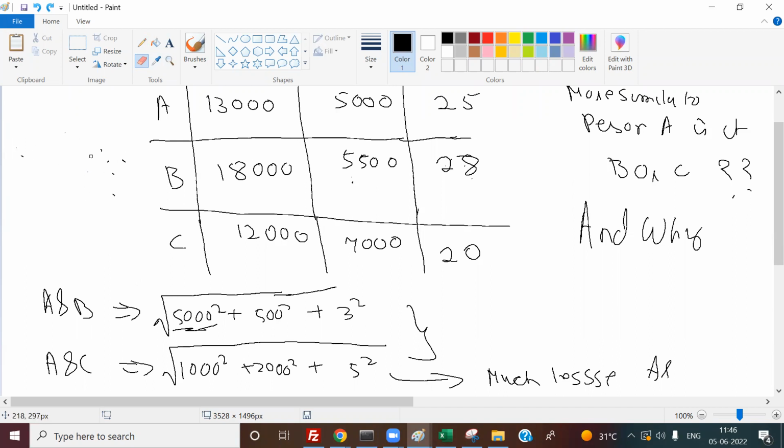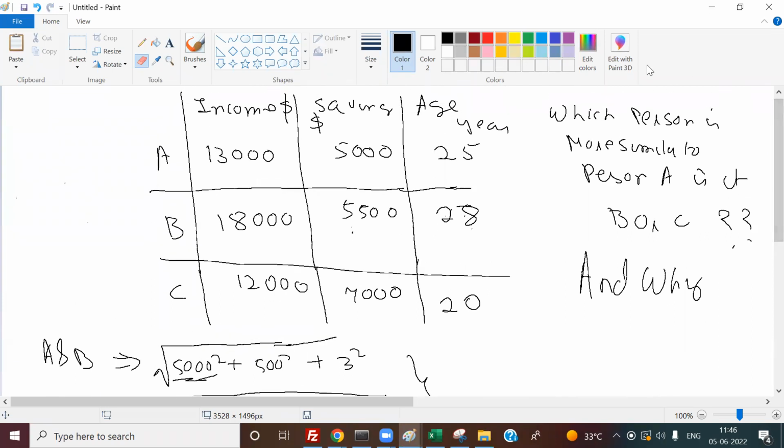तो क्या लगता है C सिमिलर है, बट क्यों? अगर एज वाइज देखो तो सिमिलर नहीं. There is a big difference of 25 and 25 का difference है, उधर 3 का difference है. And if you see the saving wise, again similarity is less. But if you compare the income, then probably C is more similar to A compared to B.